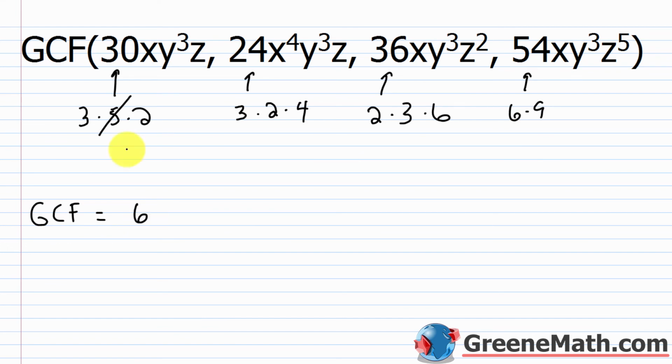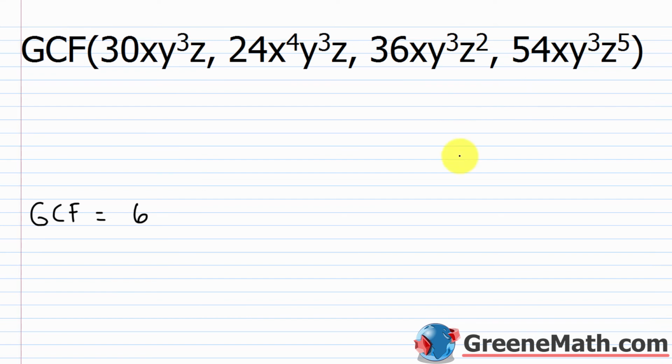Now what about the variable part? Well, is x common to everything? I have an x here, here, here, and here. So let me put an x in there. Now what's the exponent going to be? Again, you look for the smallest one. So this is the number 1, 4, 1, and 1. So it's just going to be to the first power, or just x.